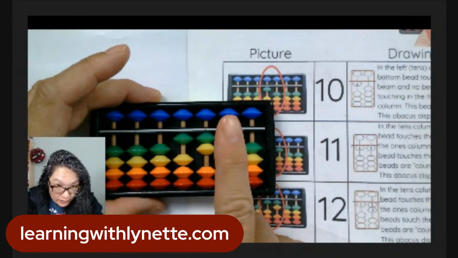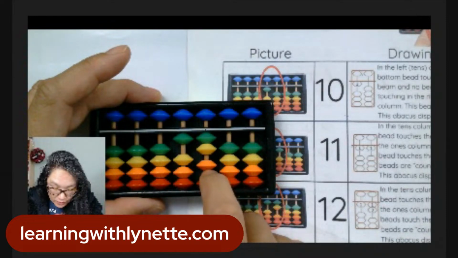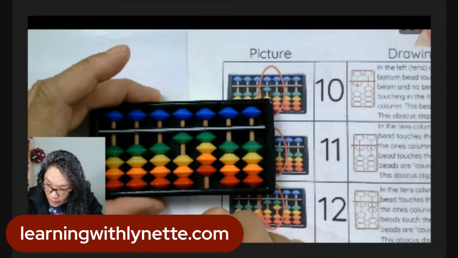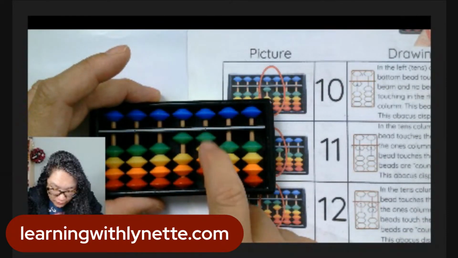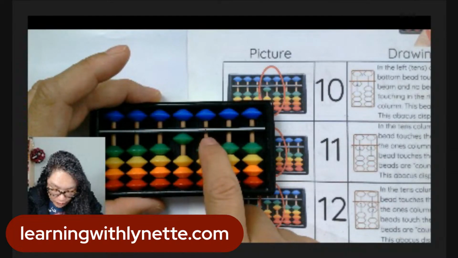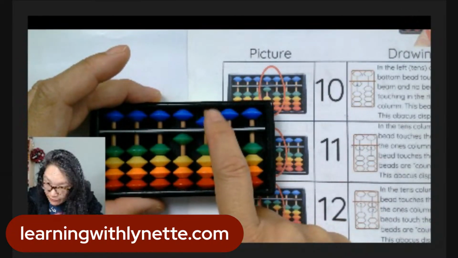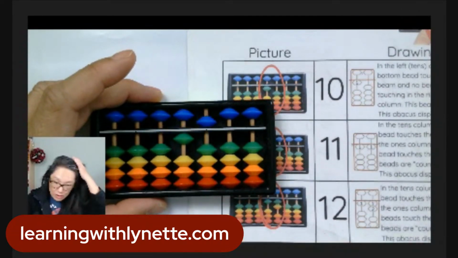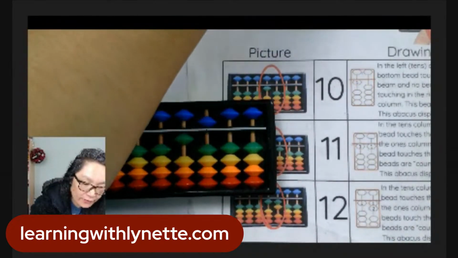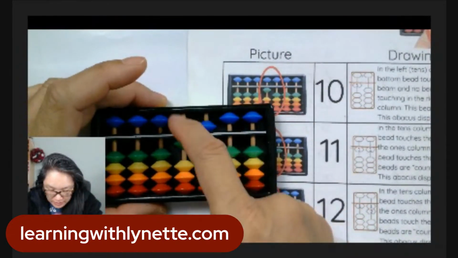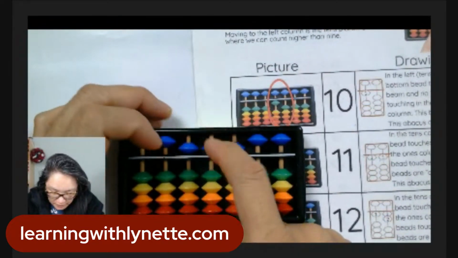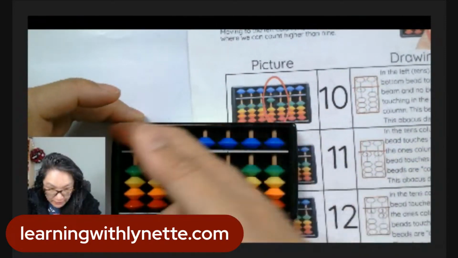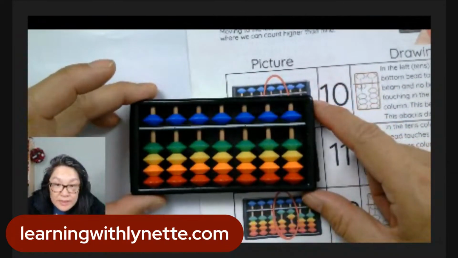And then we have 12. After 12, this is 13. After 13, this is 14. Then what's after 14? Well, we remove the 4 and then we add the 5. The 5 will always be the top bead, no matter what. So these are all 5s. When they're all 5s like this, that means they're being counted.